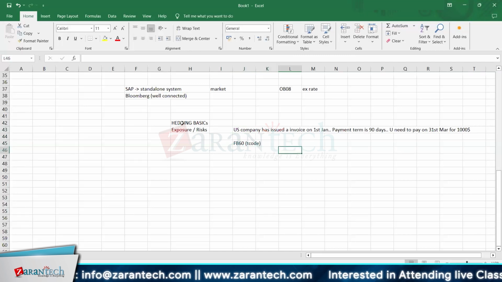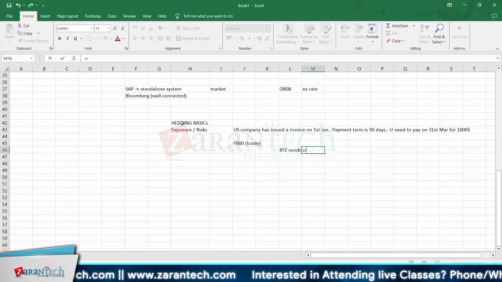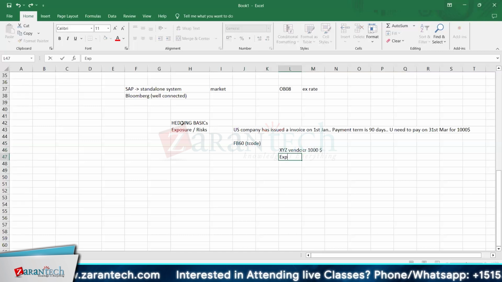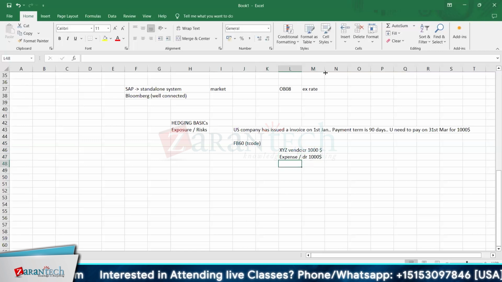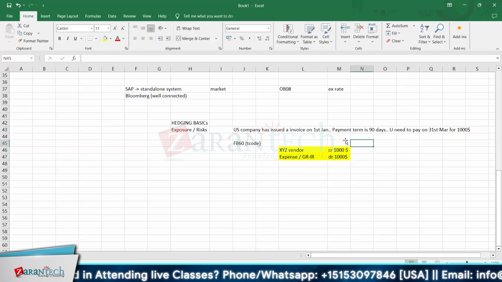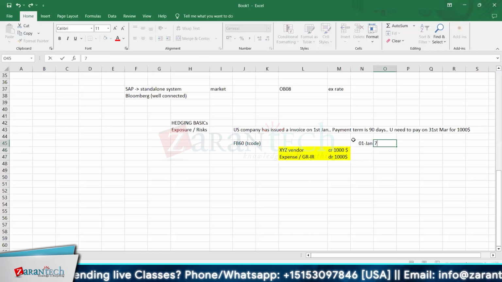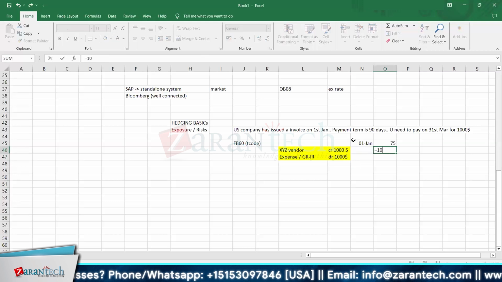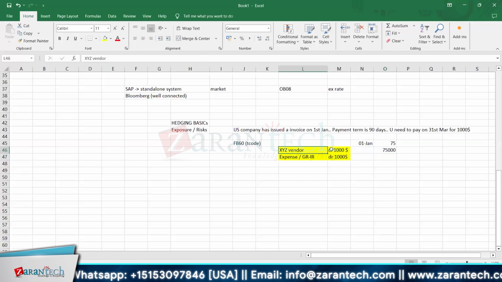So let's say the company is XYZ vendor. You're crediting the vendor by $1,000, and let's say you're booking an expense or GR or whatever, debit. So this is my invoice. Now what happens? Let's say at that time on 1st of Jan, you have a rate of, let's say, 75. So you're expecting that you'll have to pay 1,000 into 75 to this particular vendor, because this vendor is going to expect the amount from you in dollars.